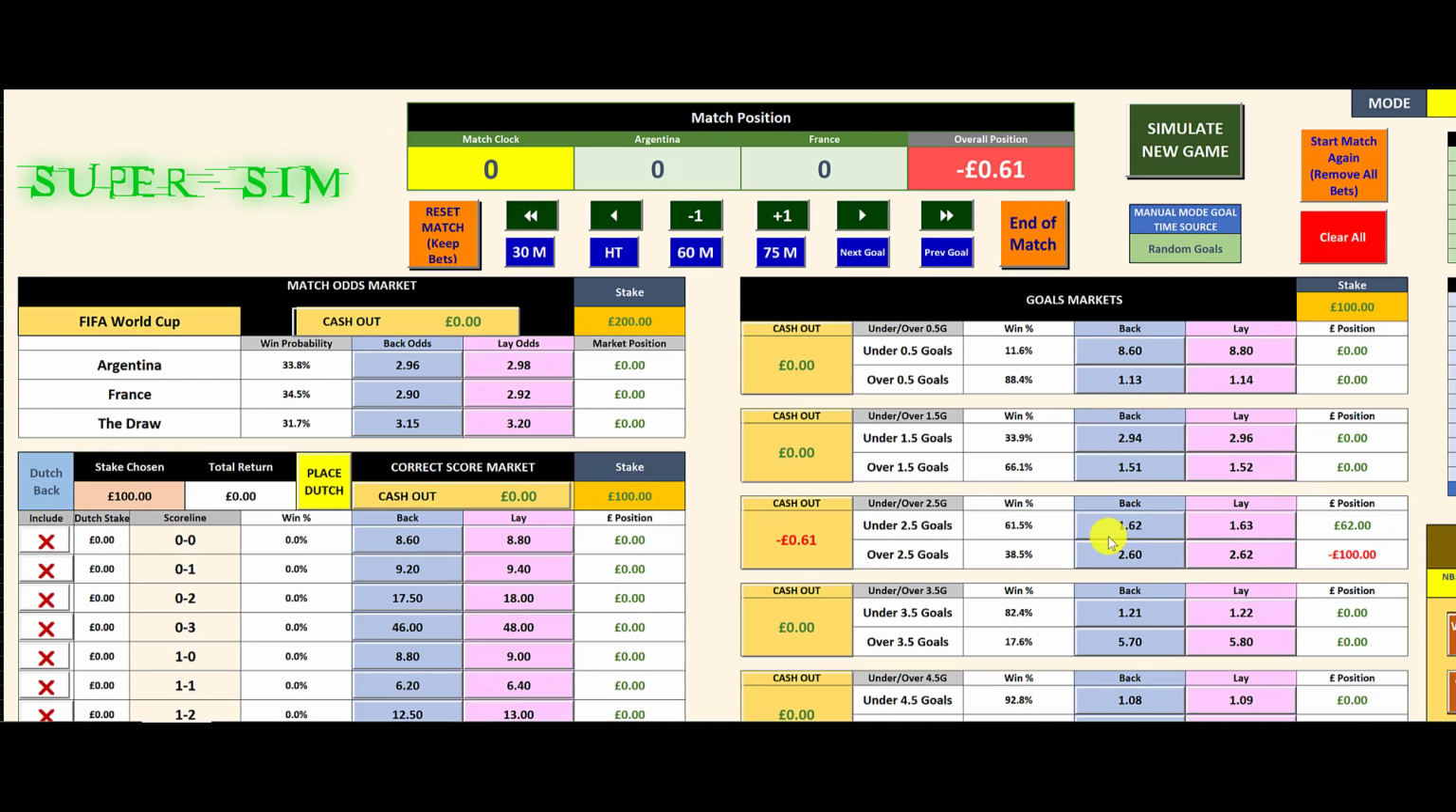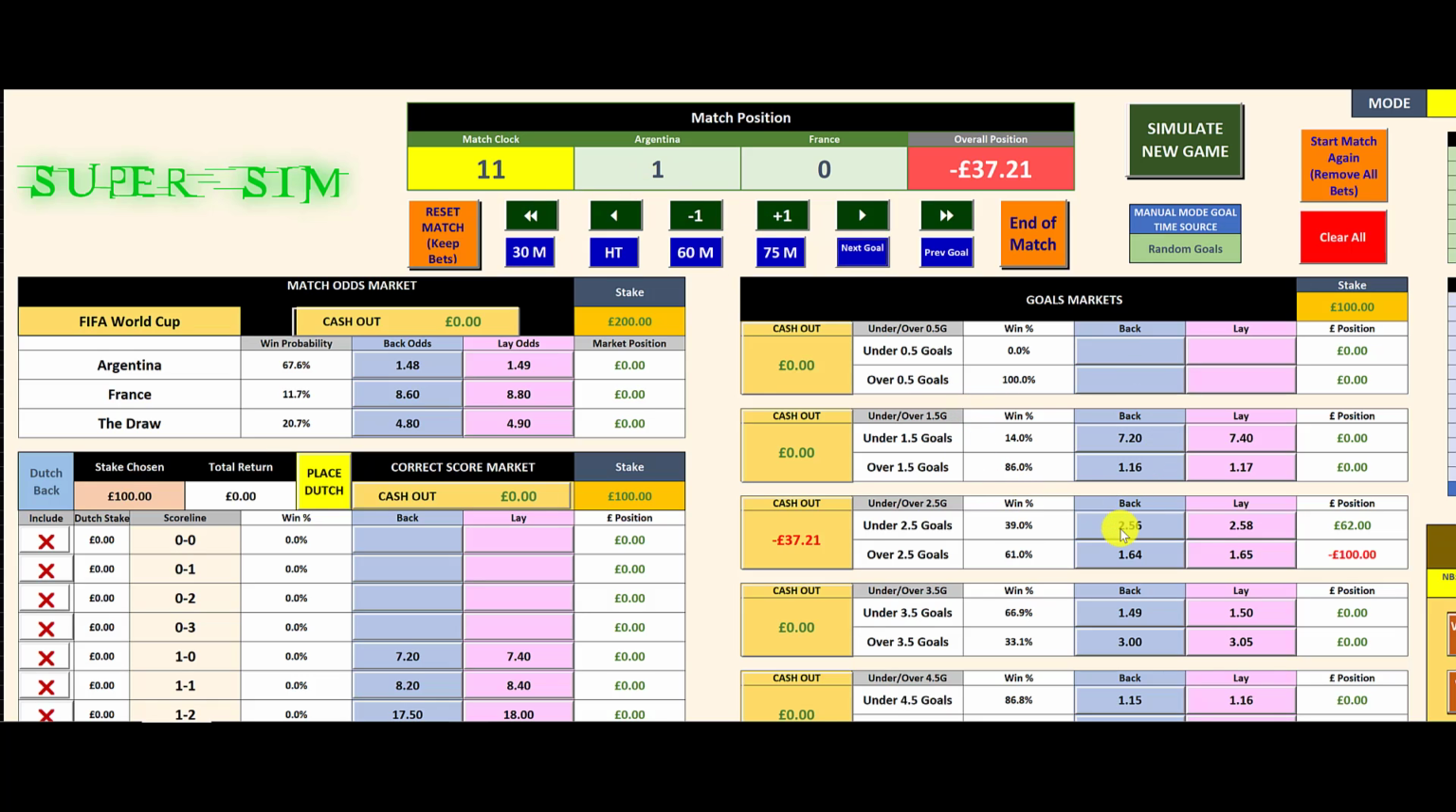The rule set up again, under 2.5 goals, 1.62. In a strange way, I'm actually hoping for a loser, just to get an idea of what sort of damage you can take on some of these losses. But anyway, let's see what happens. Let's press the next goal. It's obviously 0 minutes in. Let's see when that first goal arrives in this one. And this is an early goal. Okay, 11 minutes. So Argentina take the lead.